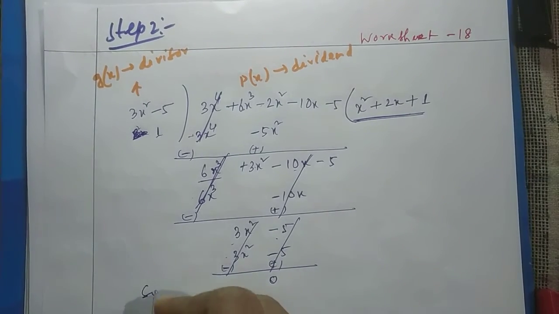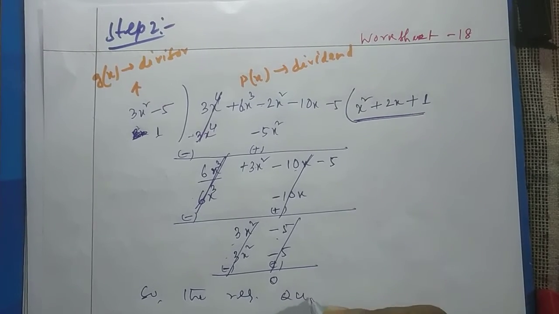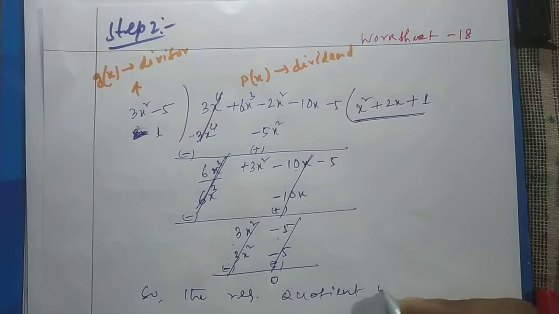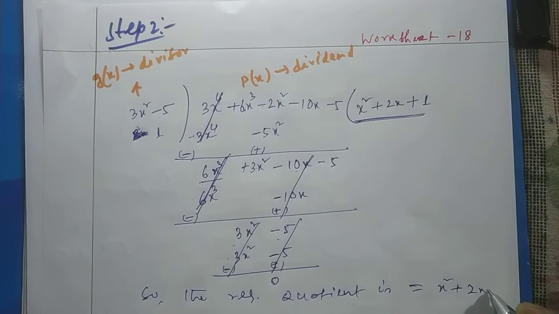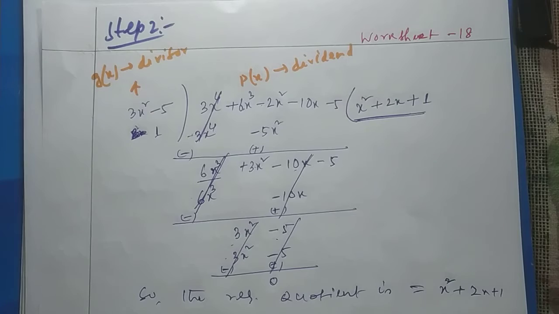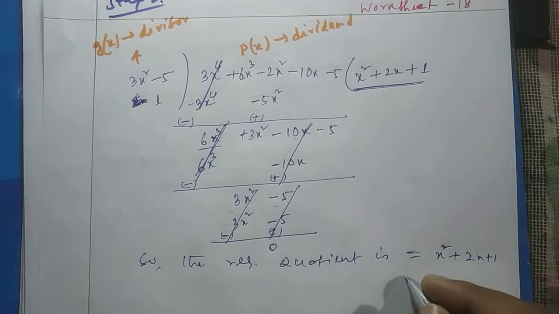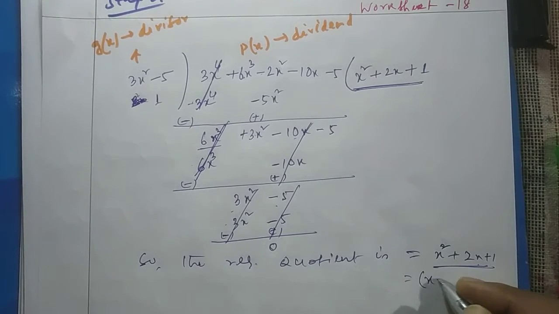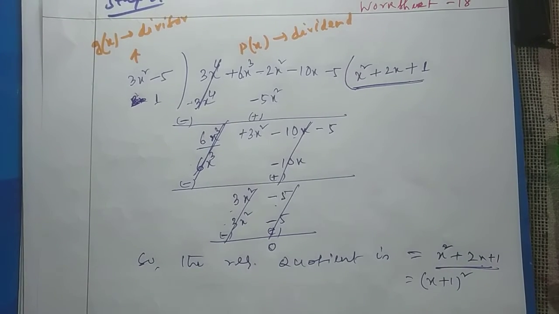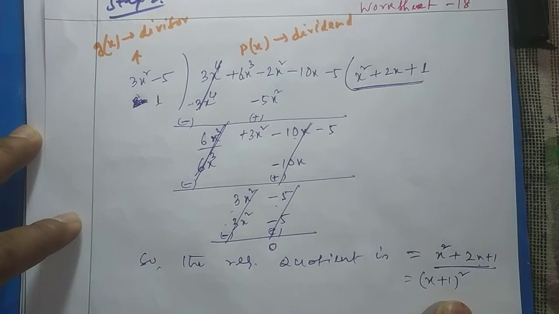So here the required quotient is x square plus 2x plus 1. Correct? That is the required quotient. So you can say it is the formula of a plus b whole square, means x plus 1 whole square. So in the step 2, we have got the quotient is x plus 1 whole square.